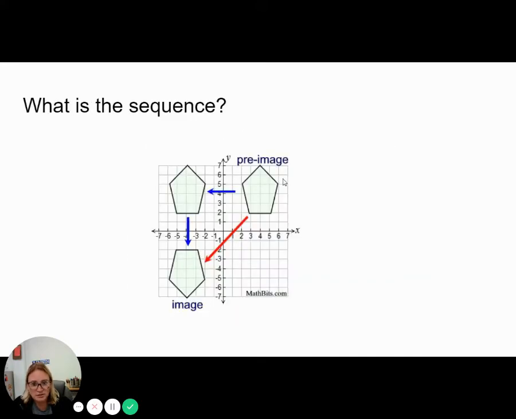Here's another example. So here we have a pre-image. We are reflecting the image over here. And then we are reflecting the image down. So we did a reflection over the Y, a reflection over the X, and now we have a new image down here. Okay, so we're just going through what it looks like, how it kind of works, and now we're going to start putting things together, okay, being able to actually find some of these sequences, okay?